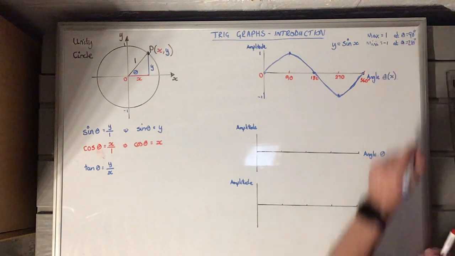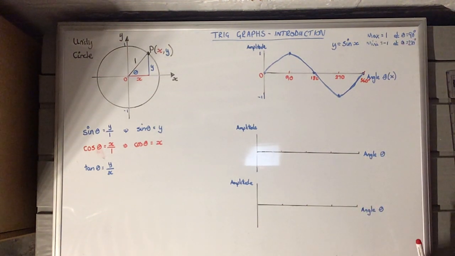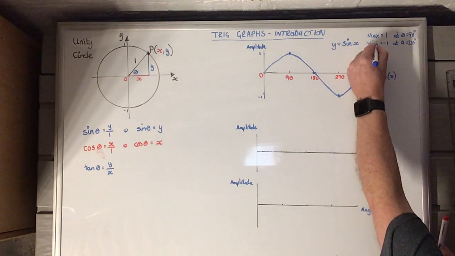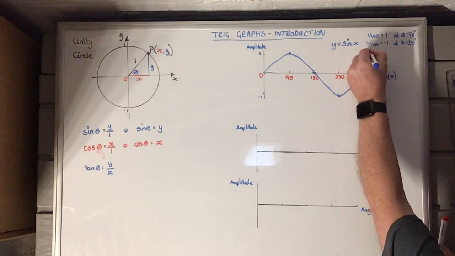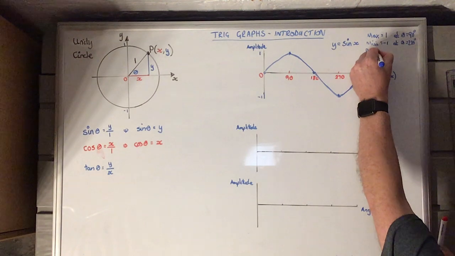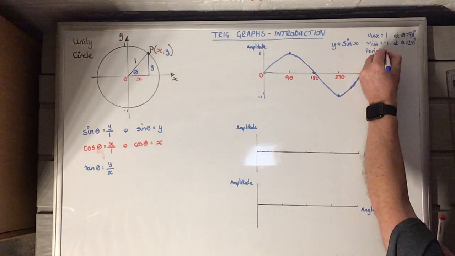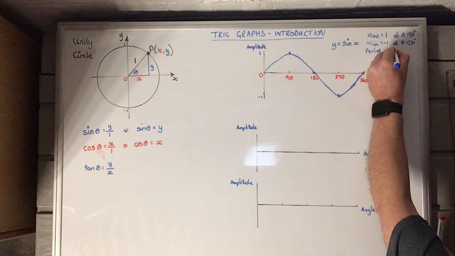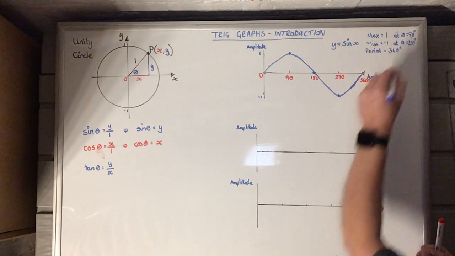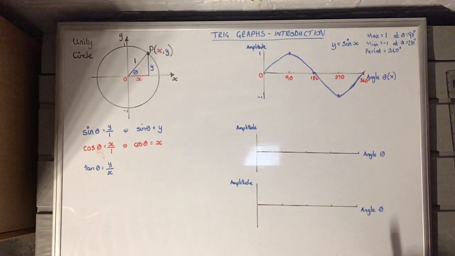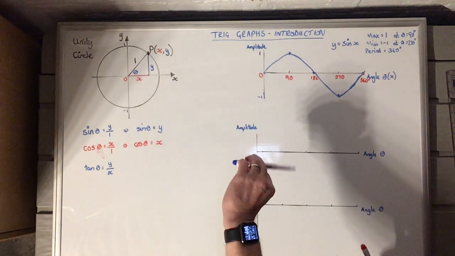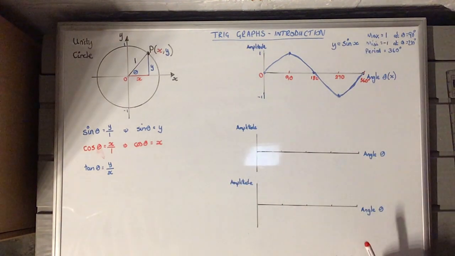You need to know that, you have to memorise that. Okay, so that's the minimum value. Also, the period of the wave. Now the period is how long it takes to do one cycle. So the period of the wave is equal to 360 degrees. It takes 360 degrees to complete a full wave. And that should be obvious because it's defined over a circle, and the circle is 360 degrees.